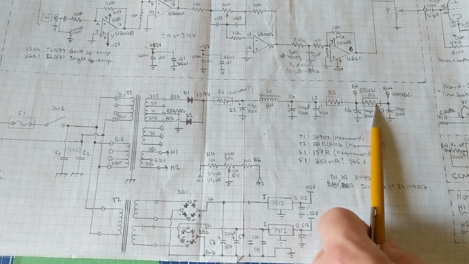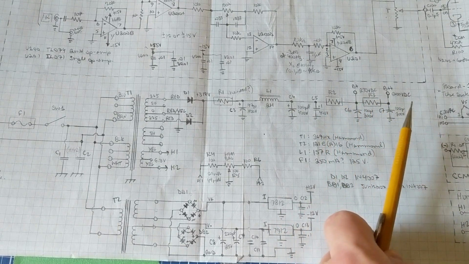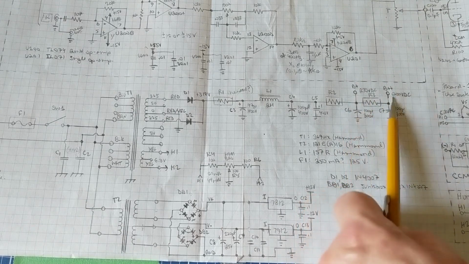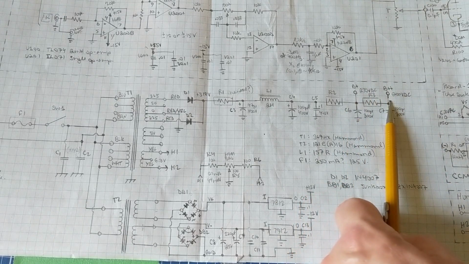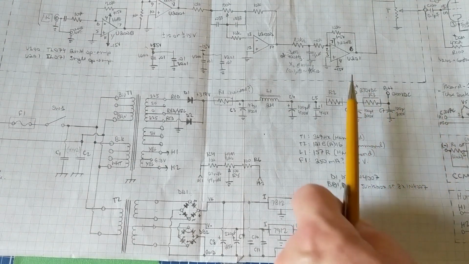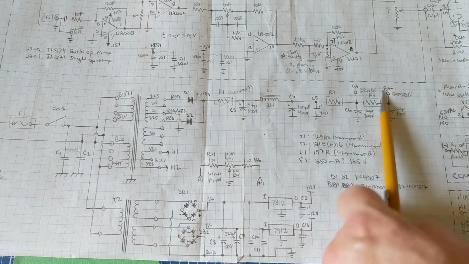R2 and R3 are the resistor divider network to get the two high voltages, B plus and B plus plus. I am tentatively setting B plus to be around 270 volts, and B plus plus at 200 volts DC.